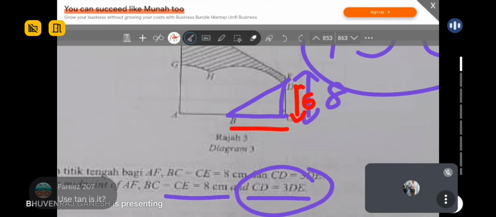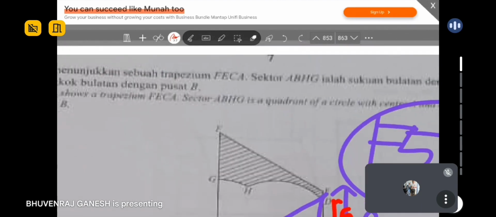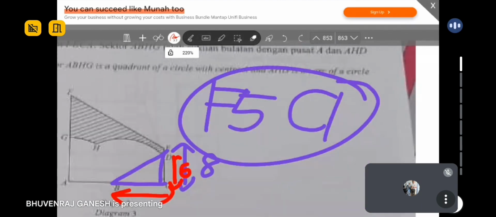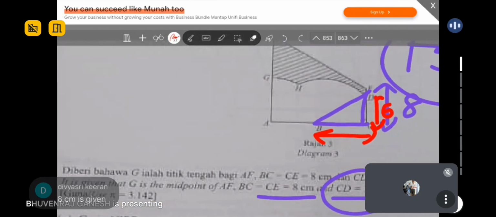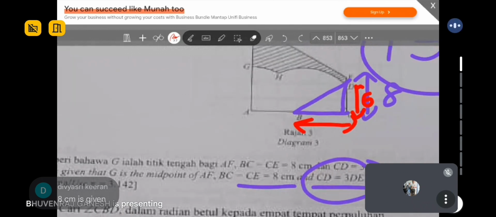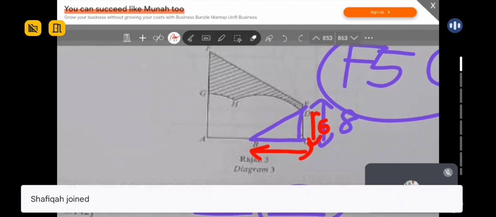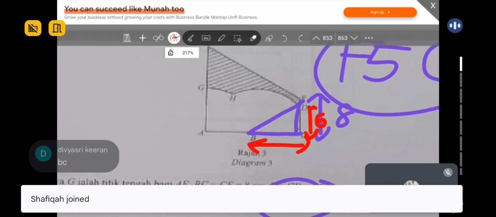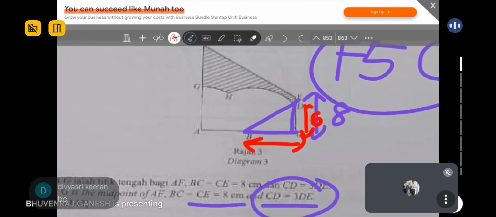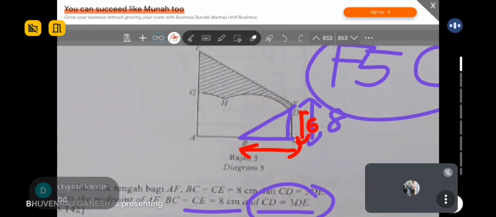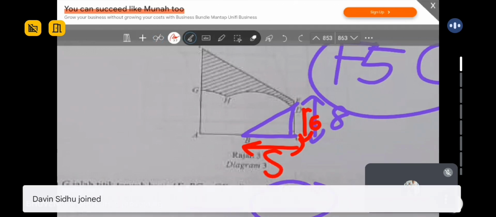Okay, so now you must find this one. Kamu kena cari panjang yang ni. Yes, very good. You must use the tangent. Okay, wait, let me see. Any other information? Okay, tak ada dah. Okay, so guys, wait, let me think and see. Oh, they already tell you, sorry. BC equal to 8 cm. Okay, so you already have the information. Yang ni adalah 8.